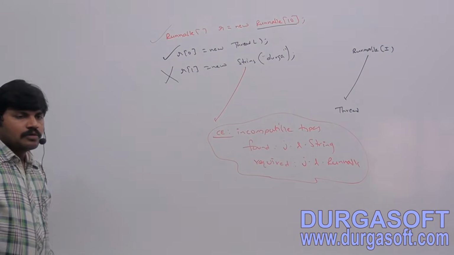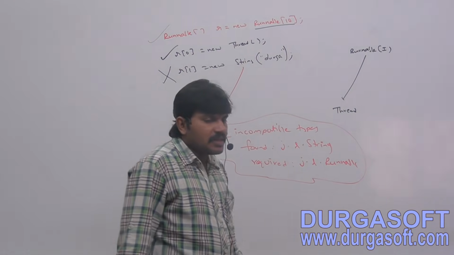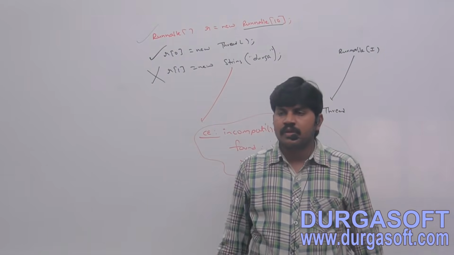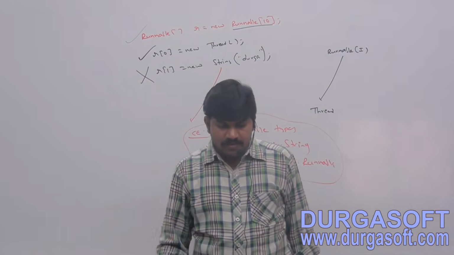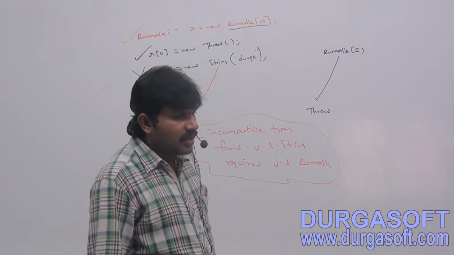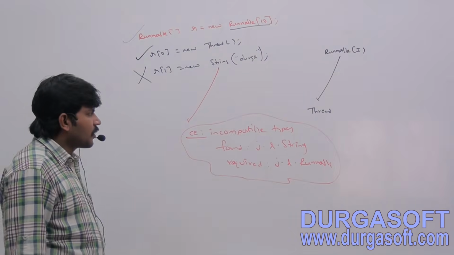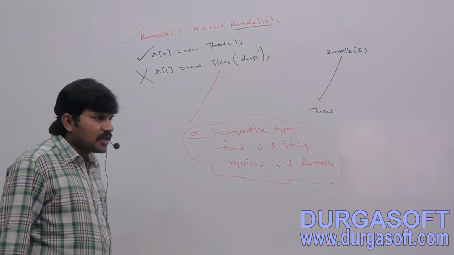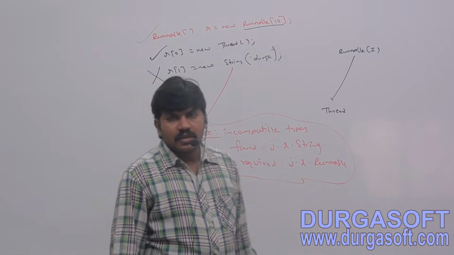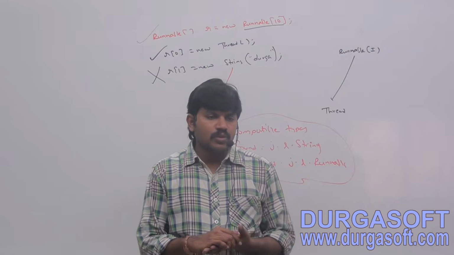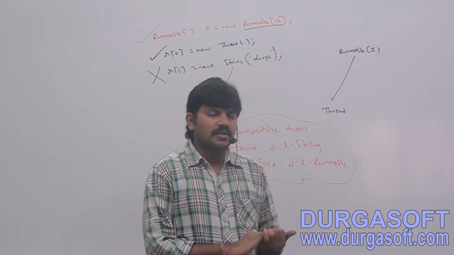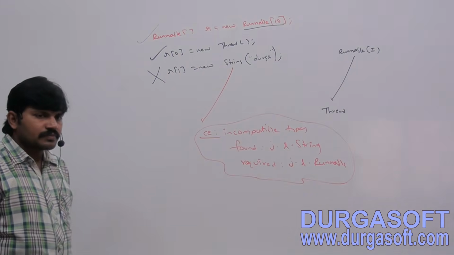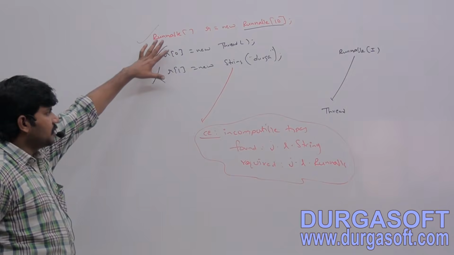Case 3: for interface type arrays, as array elements, its implementation class objects are allowed. Okay, like take this example.